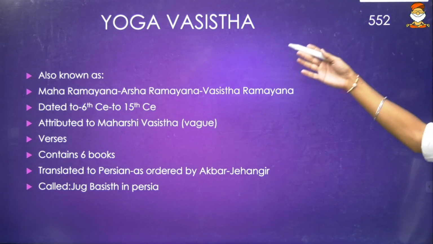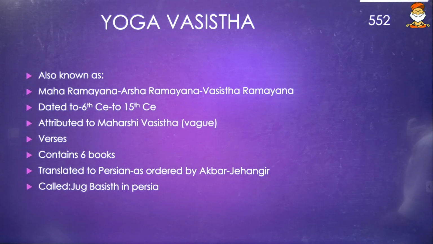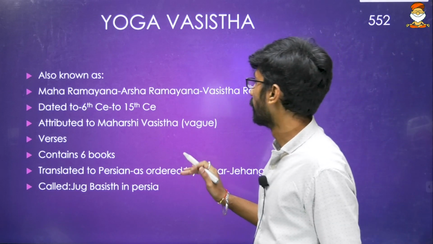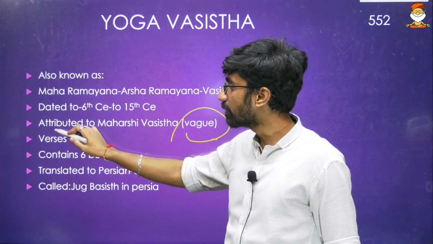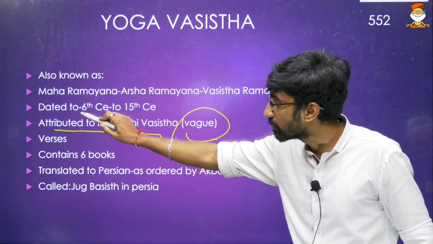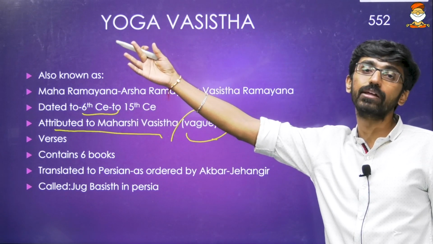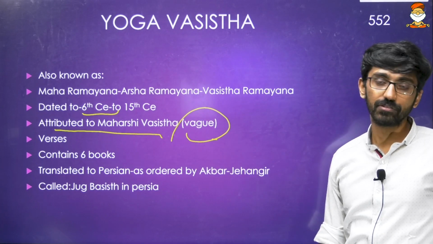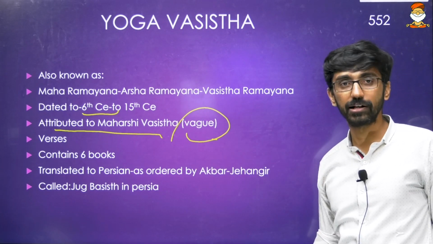Yoga Vasistha is also known as Maharamayana or Arsha Ramayana or Vasistha Ramayana, and is dated to between the 6th century to the 15th century. The date is very vague, and at the same time it is attributed to Maharishi Vasistha, which is also very vague. Look at that: 6th century AD to 15th century AD. So nearly 1,000 years of history is given for this particular book, and that is quite vague.